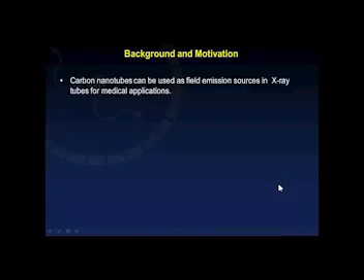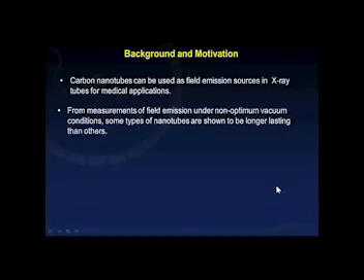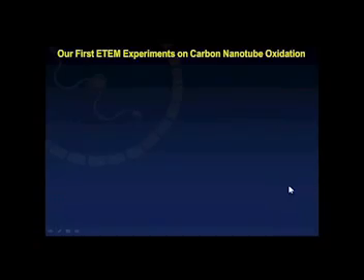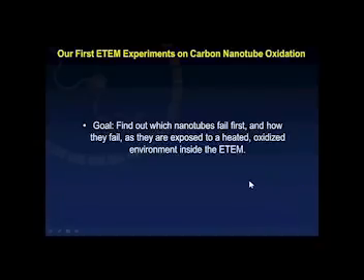The background of this study is that carbon nanotubes can be used as field emission sources in X-ray tubes for medical applications. From measurements of field emission under non-optimum vacuum conditions, some types of nanotubes are shown to be longer lasting than others. Therefore, we wanted to find out which nanotubes would fail first and how they would fail as we expose them to a heated, oxidizing environment inside the ETEM.